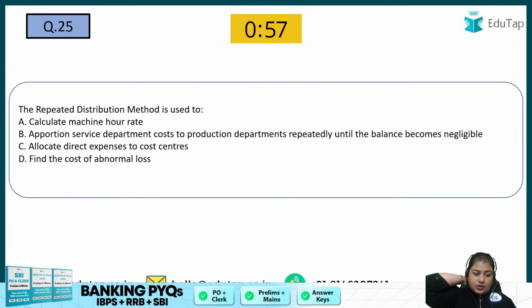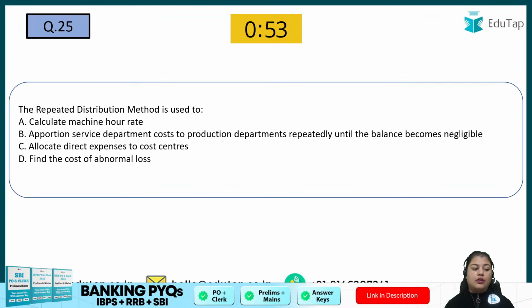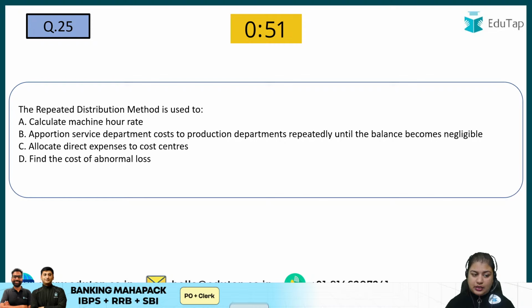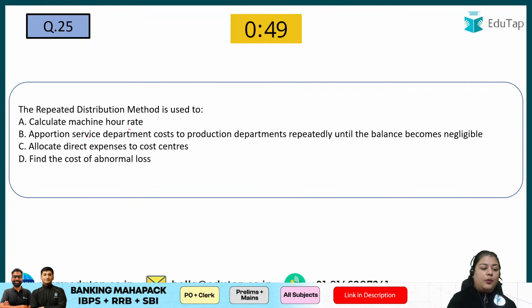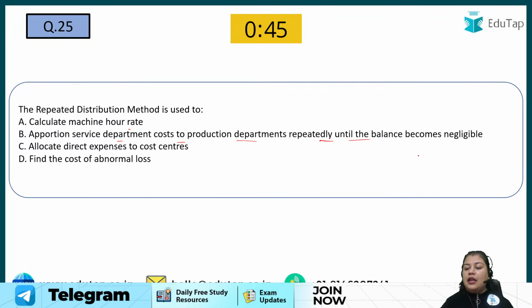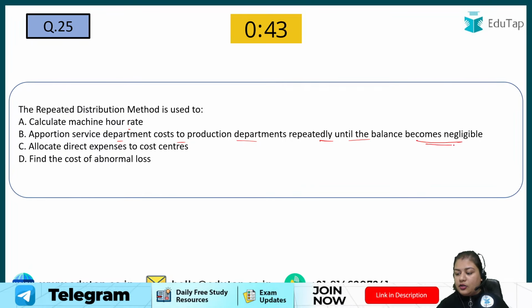Okay, moving ahead, question number 25. The repeated distribution method is to... When I'm talking about the repeated distribution method, it is to calculate the machine hour rate, or apportion the service department cost to production departments repeatedly until the balance becomes negligible.